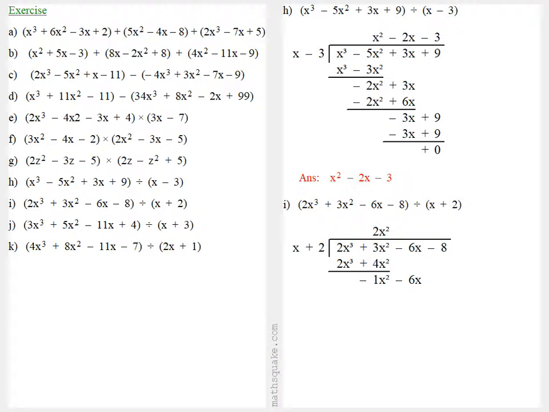We then divide x into minus 1x squared, which is minus 1x. We multiply minus 1x with x plus 2, and that gives us minus 1x squared minus 2x. And when we subtract, we've got minus 6x take away minus 2x, which is minus 6x plus 2x, or minus 4x. We then bring down the minus 8, and we divide x into minus 4x. Now that gives us minus 4. We multiply minus 4 with x plus 2 to get minus 4x minus 8, and when we subtract we get 0. So our answer is 2x squared minus x minus 4, and no remainder.